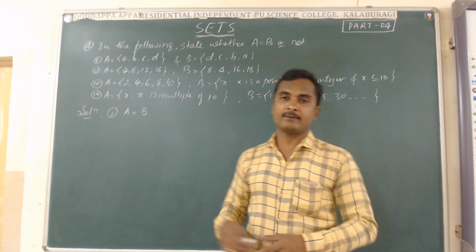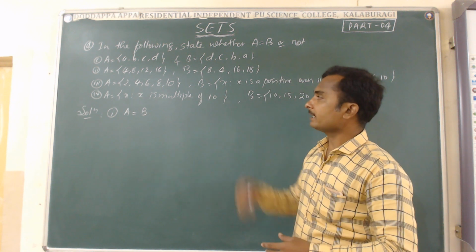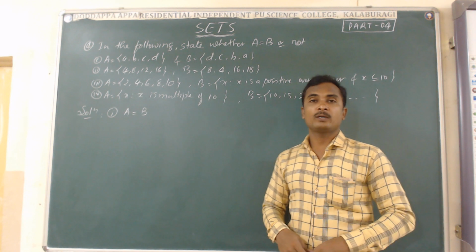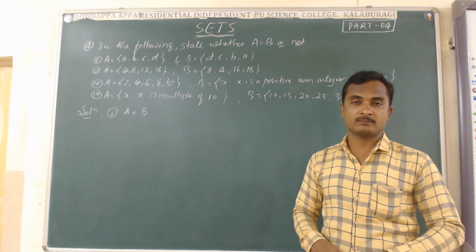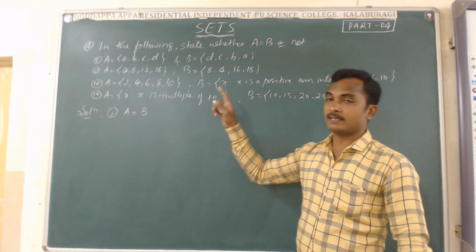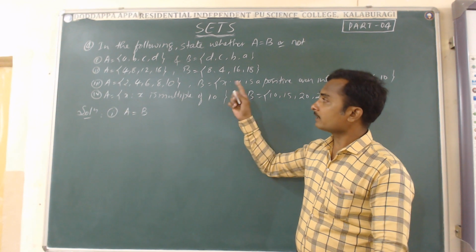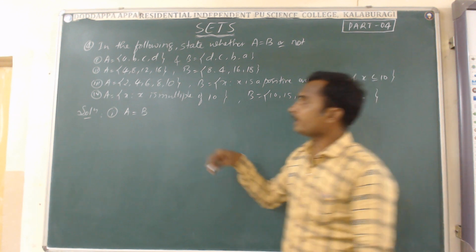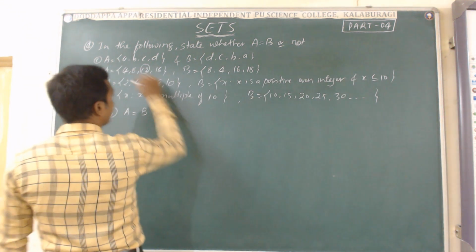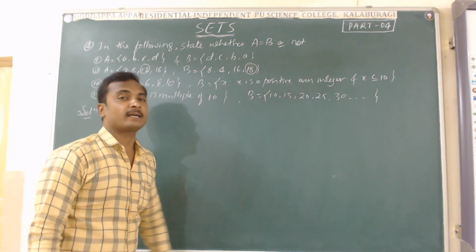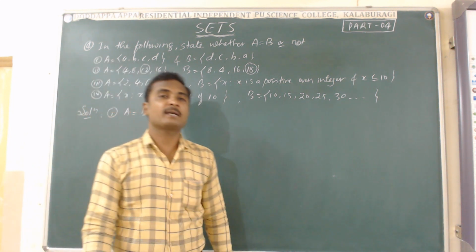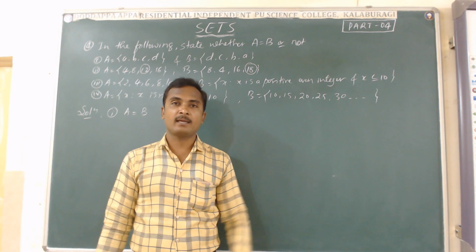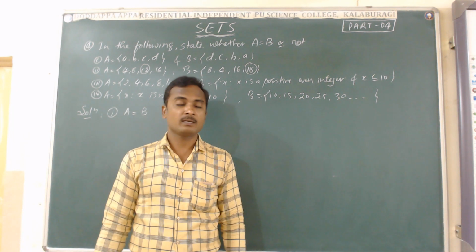Right? Look at the second one. The set A equals 4, 8, 12 and 16. The set B equals 8, 4, 16 and 18. 12 is present in both the sets. 16 is present in both the sets. 8 and 4 are present in both the sets. But the 12 and the 18 are two different elements which are not present in both the sets. The 12 is present in the set A, 18 is present in the set B only.